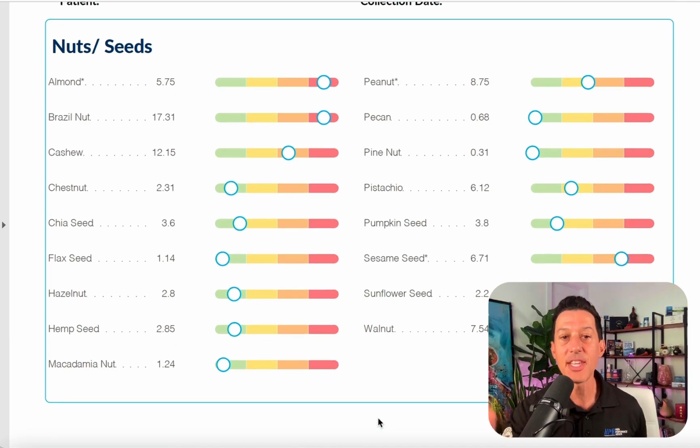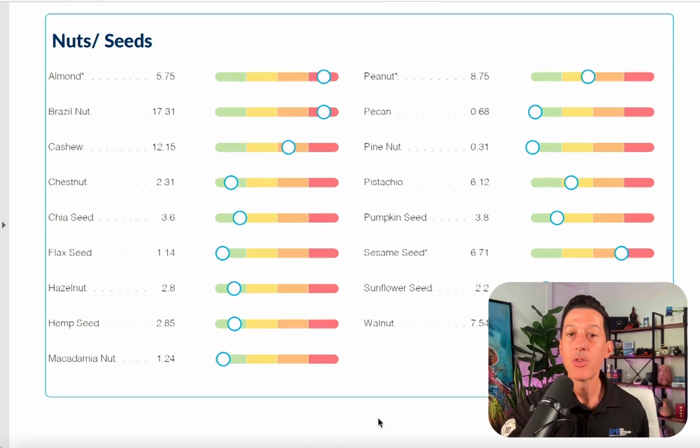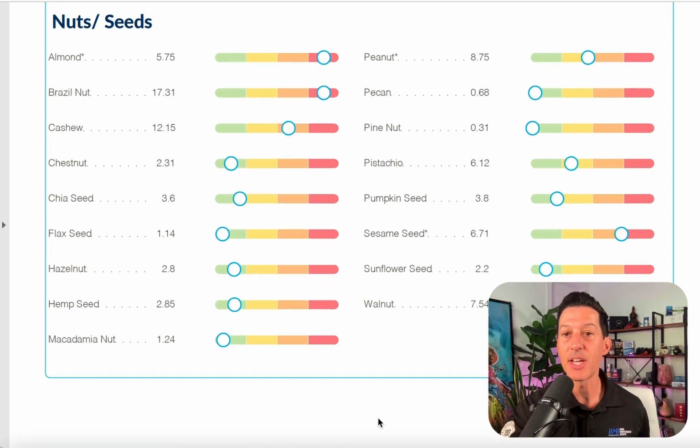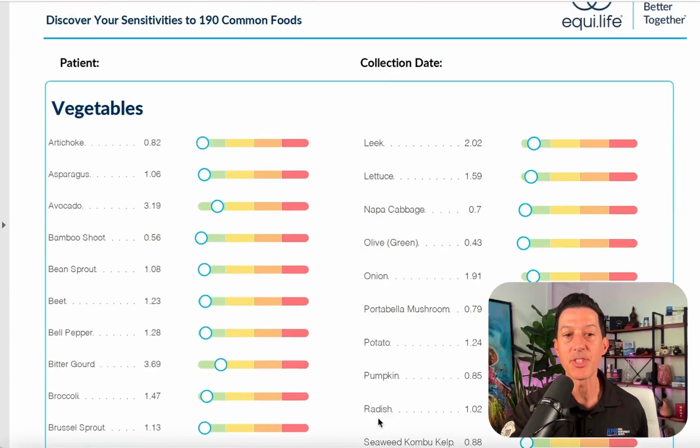Okay, now nuts and seeds. Does this person have any sensitivity to nuts and seeds? Yes, actually quite a few. Almonds, Brazil nuts, cashews, peanuts, not a peanut allergy. Remember, peanut sensitivity. We'll talk about the difference. Pistachios, sesame seeds, walnuts, borderline for pumpkin. Okay, so we see a definite sensitivity now with nuts and seeds and the specific ones we just named.